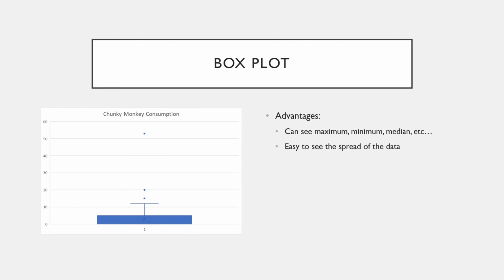We can also see the spread of the data, so we can see how far out the data is spread. The disadvantage is that we only can see the summary statistics, right? We only see that the maximum is here and that the third quartile is here, but we don't really know how the data is spread out between here. Versus the histogram, we can kind of see all of the data a little bit better.